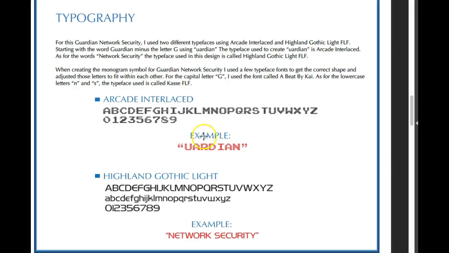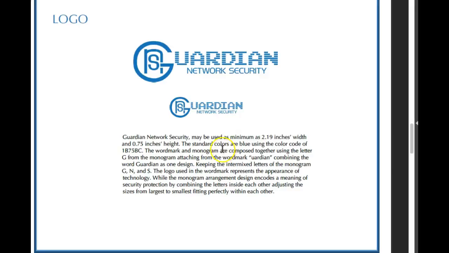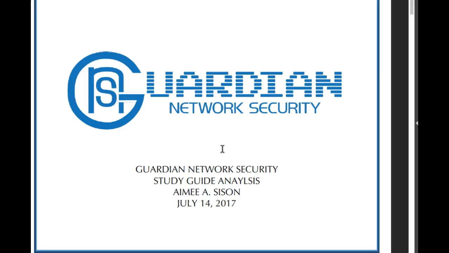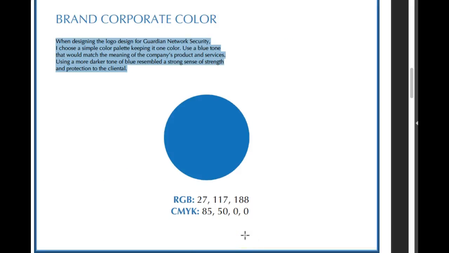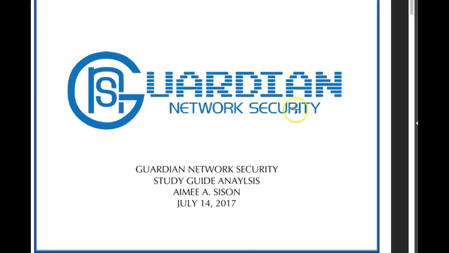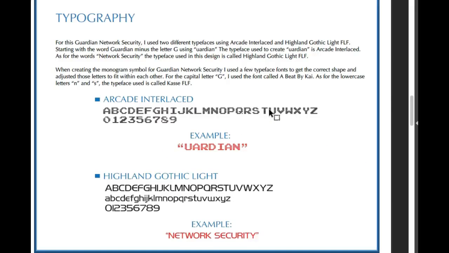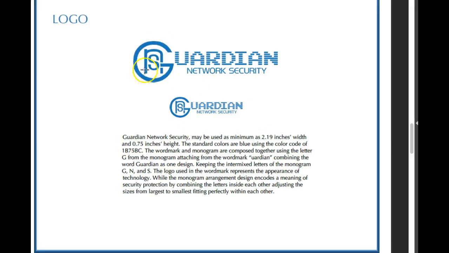Next page, typography. See how she shows, okay, this is Arcade Interlaced. There's the typeface, and here's the example where it's used. As you can see in the logo itself, it's used right here where it says Guardian. There's the rest of the logo, but she's saying that it's that typeface right there. And over here, Highland Gothic Light is used for network security in the logo, as we can see right there. That would be that typeface. And then the rest is assembled as such. And you can see that she really describes that.